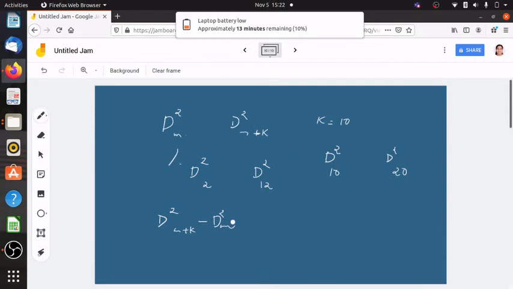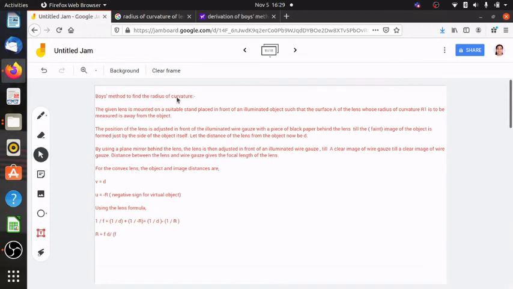we could calculate this d square m plus k minus d square m. We could get the d square m plus k minus d square m for different sets of rings, and the mean of this d square m plus k minus d square m has to be calculated. So this value is got, and then the radius of curvature is found out by using Boy's method.